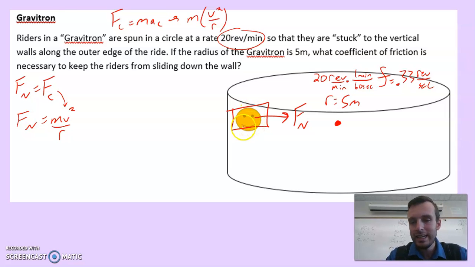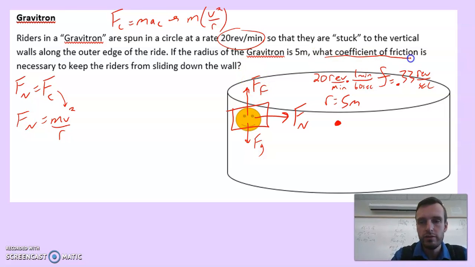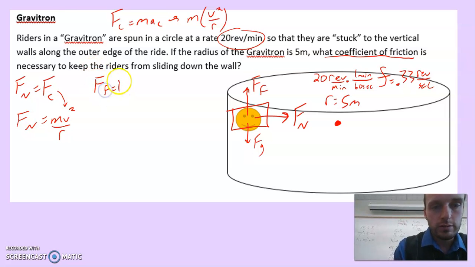Now, of course, there are other forces happening here, right? We're not sliding down, so something has to be keeping us from sliding, because, of course, gravity is acting on us. Well, that something would be friction, as hinted in the problem. What's the coefficient of friction necessary to keep the riders from sliding down the wall? What we can see from this free body diagram is that friction balances gravity. Well, that's convenient, because we know that the force of gravity can be calculated by mg, and we know that the force of friction can be calculated by mu Fn.